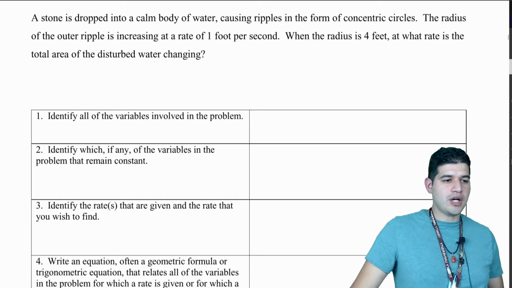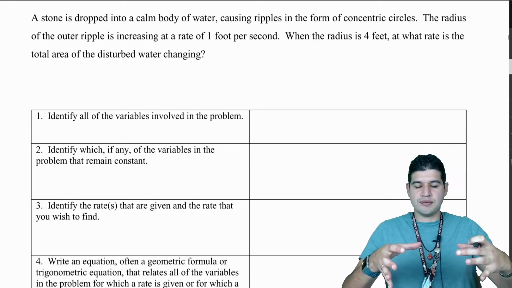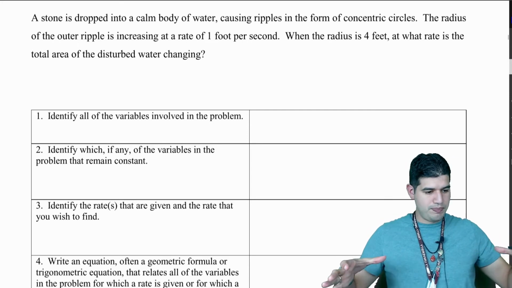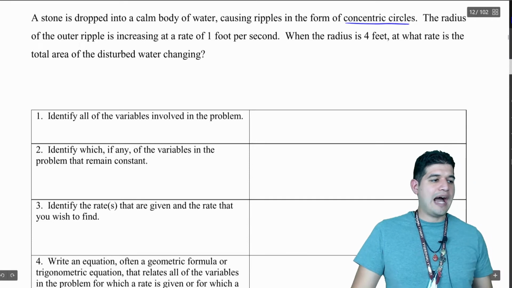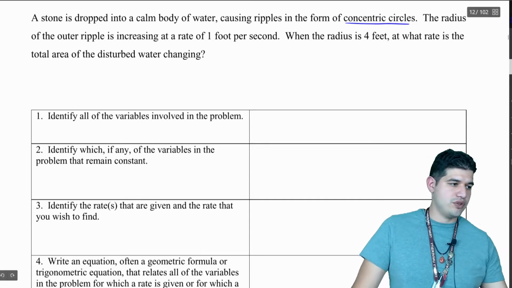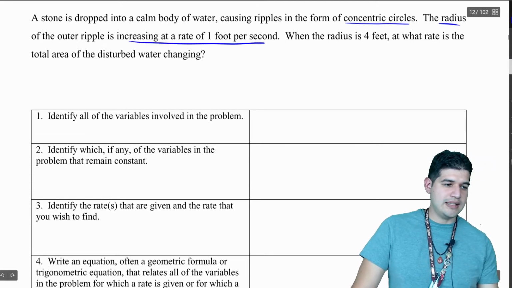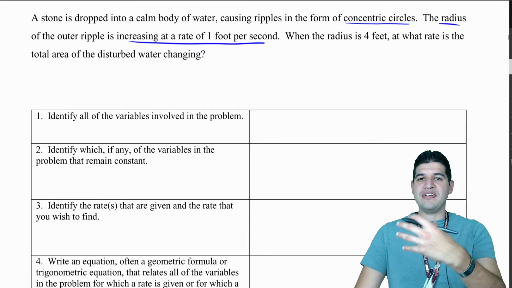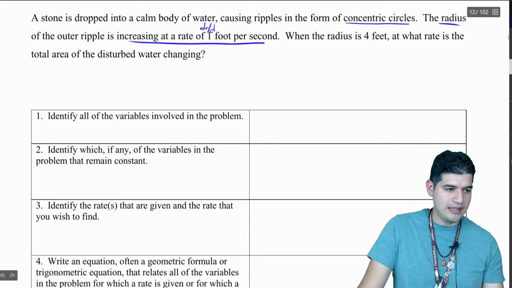A stone is dropped into a calm body of water. As that stone hits the water, we've got some circles that are going to expand from it. So we've got this concentric circle stuff happening, all right? The radius of the outer ripple is increasing at a rate. What's the rate of? It's the rate of the radius. So this is going to be dr dt.